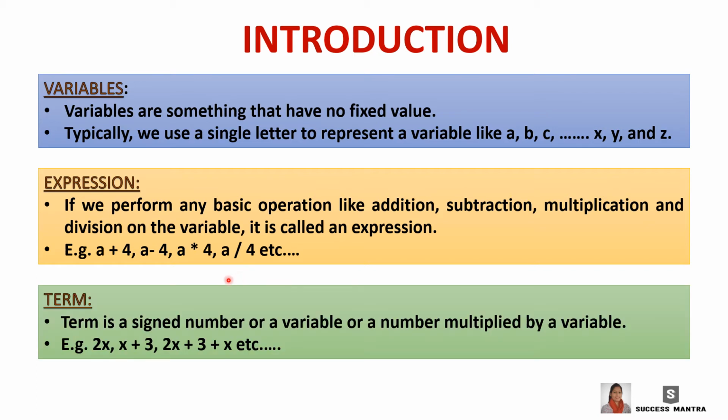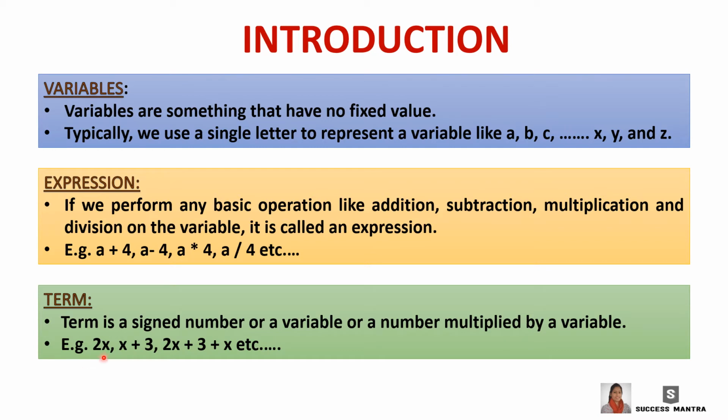Now, what do you mean by a term? A term can be a signed number or a variable or a number multiplied by a variable. Signed number means it can be a positive value or negative value, or it can be a variable like a, b, c, x, y, z, etc., or a number multiplied by a variable like 2x, 3y, etc.